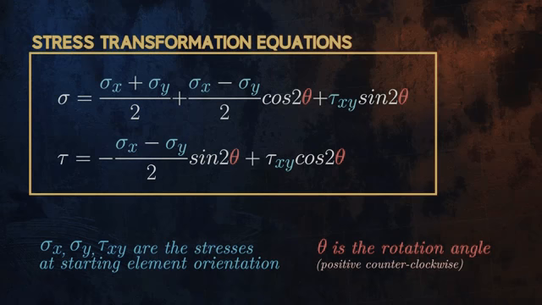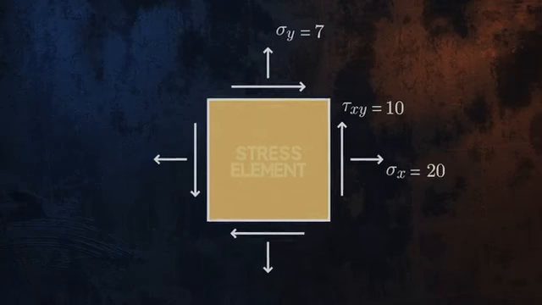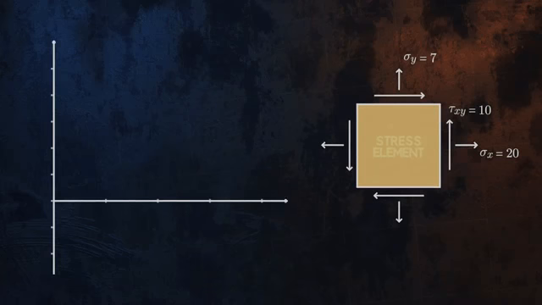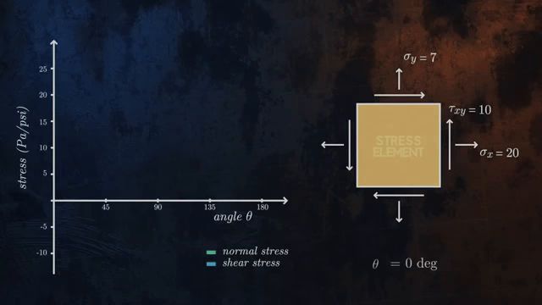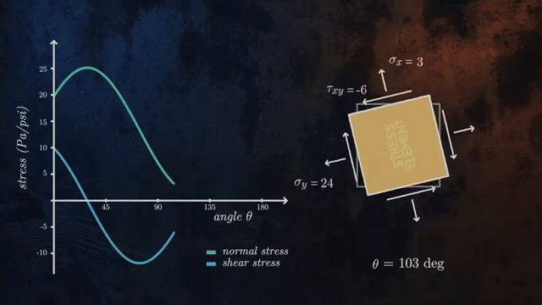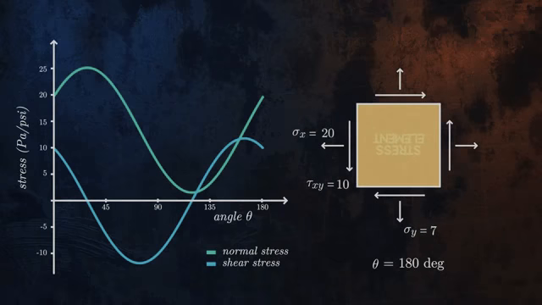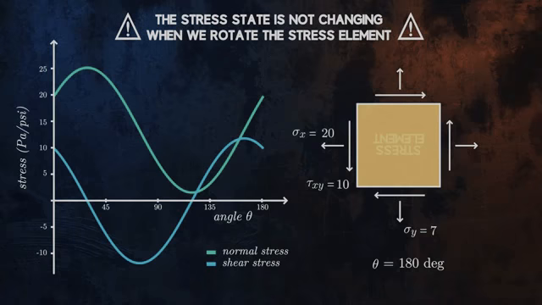Let's look at an example of stress transformation for the stress state described by the stress element shown here. As we rotate the stress element, the normal and shear stress components will vary. Once we have rotated the stress element by 180 degrees, we will return to the configuration we started with. It is important to remember that the actual stress state within the large body is not changing when we rotate our stress element. We are just rotating the axes of the coordinate system we are using to visualize the stresses at a single location.